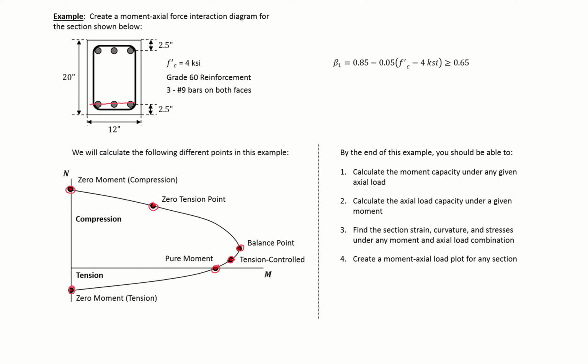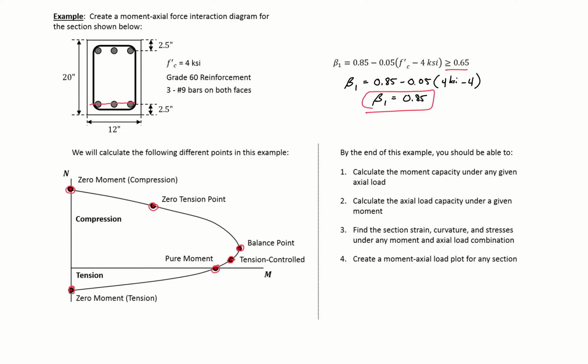We can find our beta 1, which we'll need throughout the problem. So 0.85 minus 0.05 times (4 ksi minus 4) is just going to be equal to 0.85, which is greater than 0.65, so this will be our beta 1 for the problem.